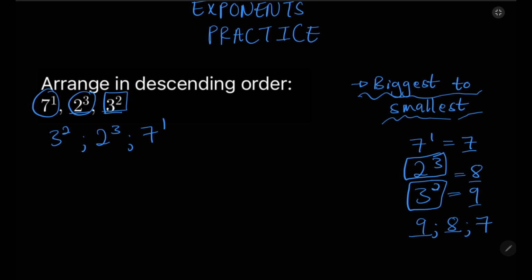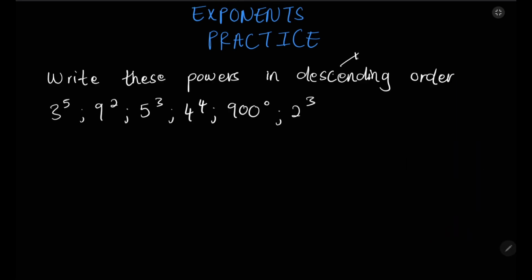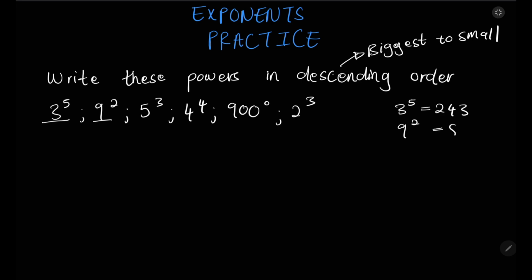Write these powers in descending order. Descending order means from biggest to smallest. Okay, so to make this easy for ourselves, let's first find the values of these terms. We start with 3 to the power 5. 3 to the power 5 is equal to 243. 9 to the power 2. 9 to the power 2 is equal to 81. 5 to the power 3. 5 to the power 3 is equal to 125.